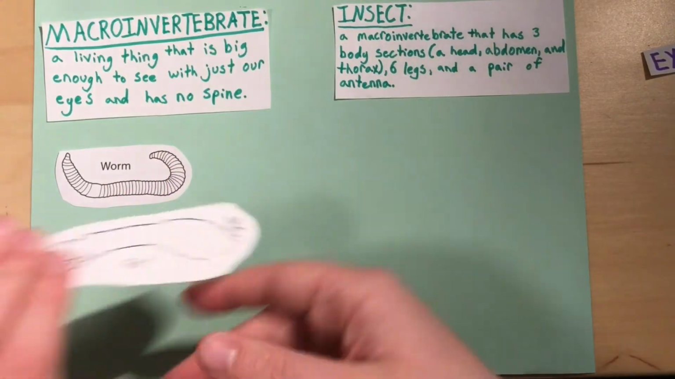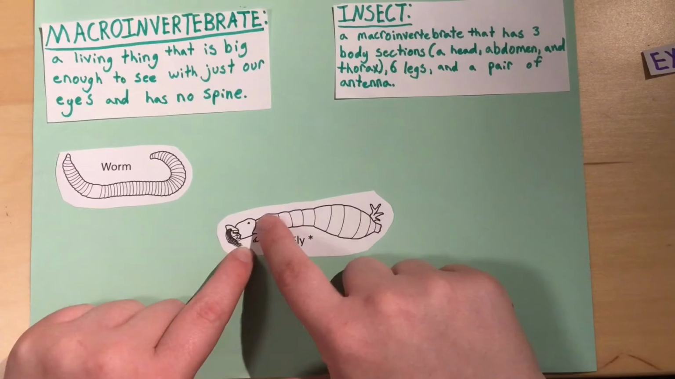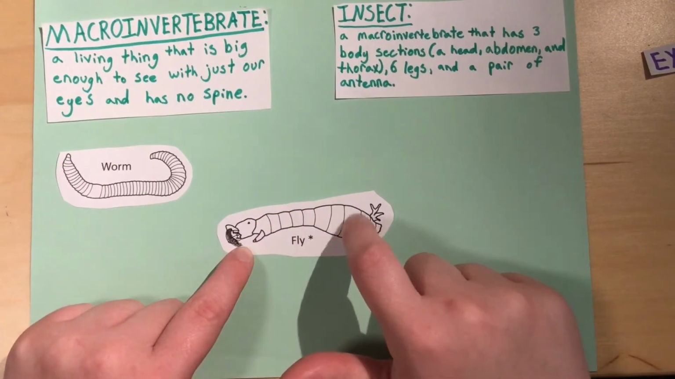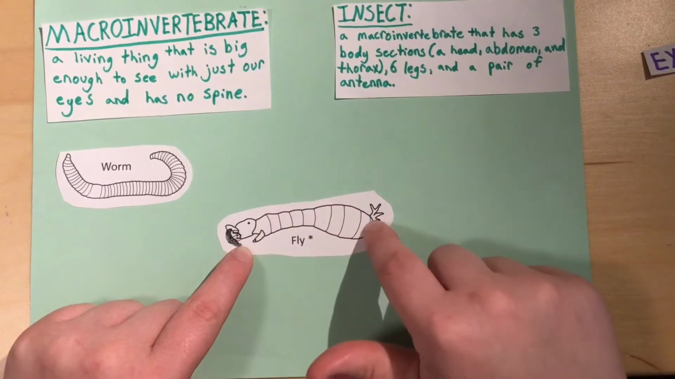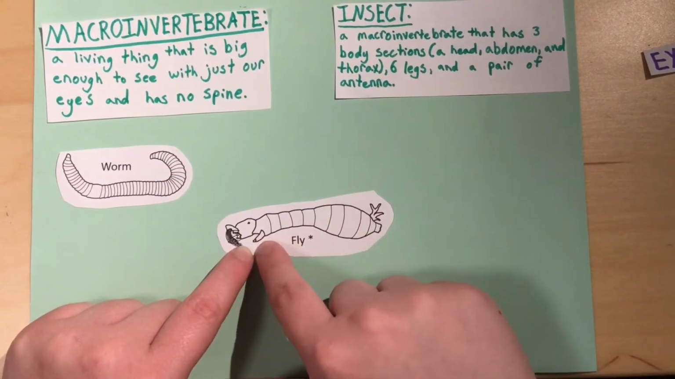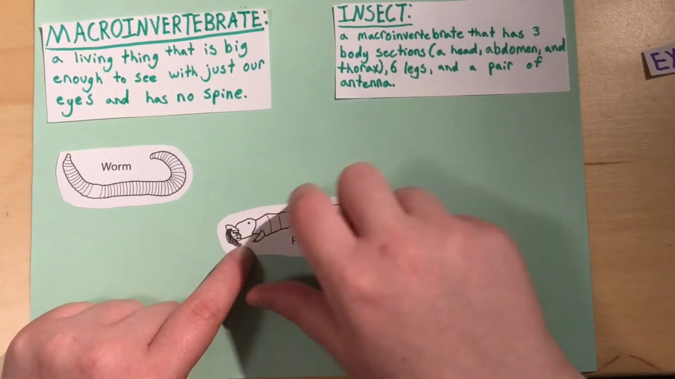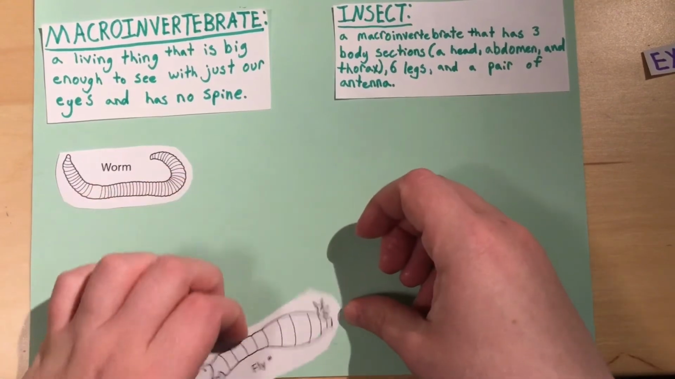I want us to look at this fly larvae. It has a head, it has another section, but it doesn't have all the different sections. Does it have 6 legs? No, it just has the pair right there. It doesn't really have antennae. So this is also just a macroinvertebrate.